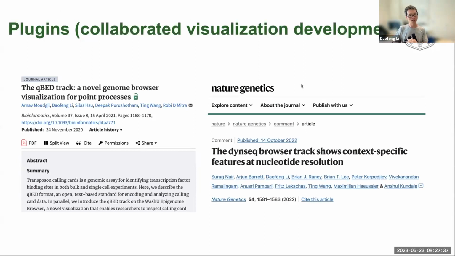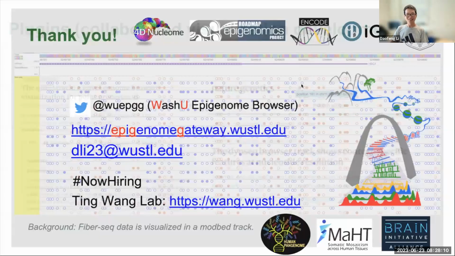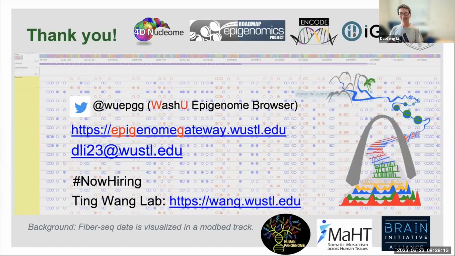I just want to mention that there has been a lot of collaboration in the past few years, where users of our browser develop plugins. Users from our community have built new track types. For example, one published in 2021 called QBed, for visualization of point-based data, and another published last year called Dynseq track, for showing context-specific features for each nucleotide. I hope the functions of the browser I showed you today will be useful in your research sometime in the future.